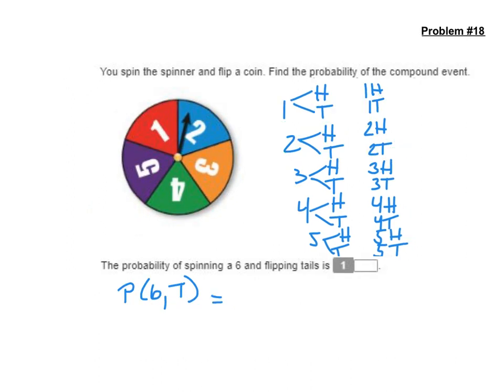Okay, same thing, spinner and flipping a coin. This time we're looking for the probability of spinning a 6 and flipping tails. Well, is there even a 6 on the spinner? There is no 6 on this spinner. We have no outcomes that have a 6, so the probability of you spinning a 6 on this spinner is going to be 0. So that was the answer to that problem.